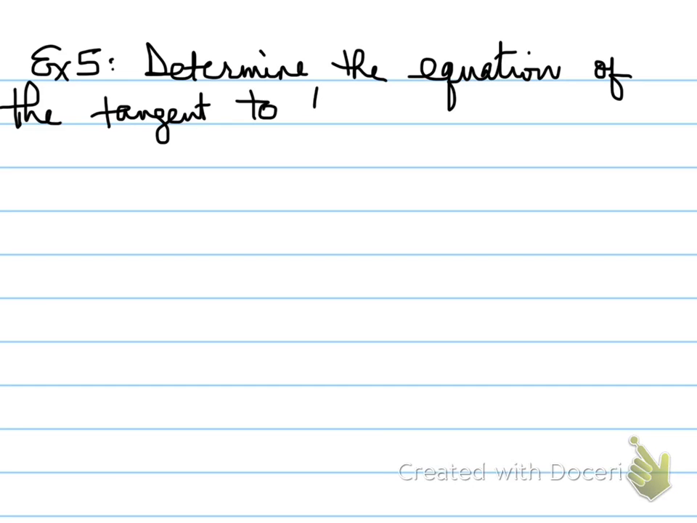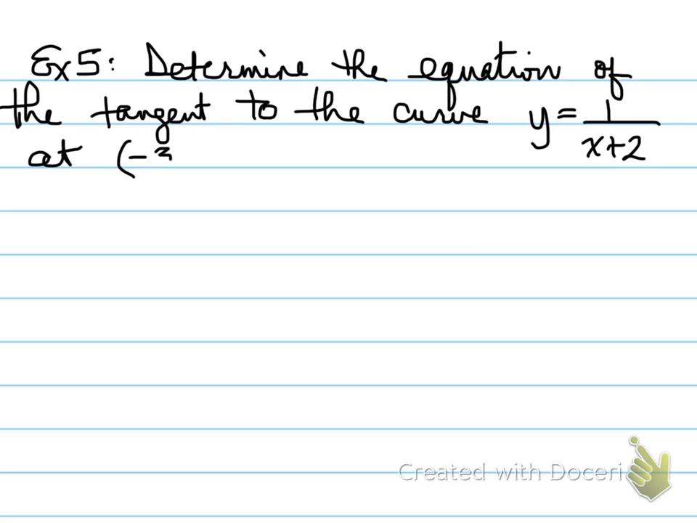Example number 5. Determine the equation of the tangent to the curve y equals 1 over x plus 2 at the point -3, -1. So this time I give you the point using limits. So how are we going to do this? Well, up until now, I made you find the general equation. Let's do it specifically for this point at x equals -3.